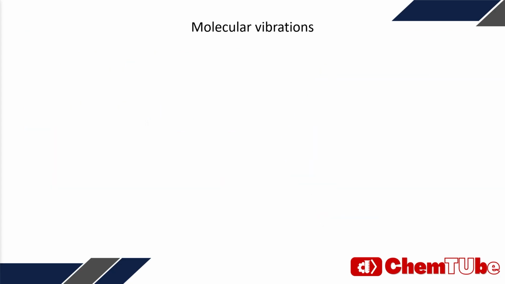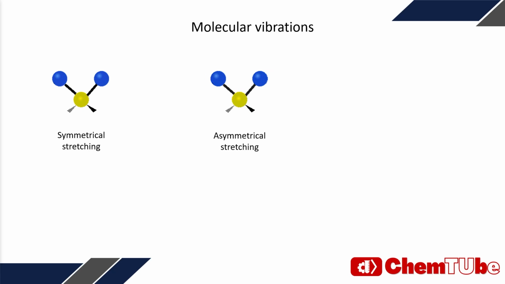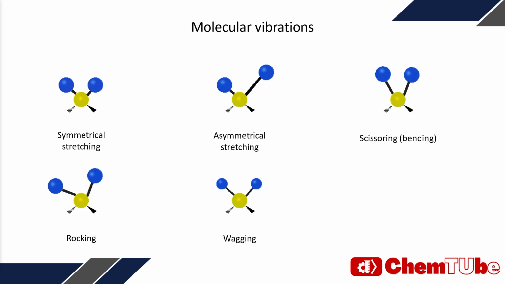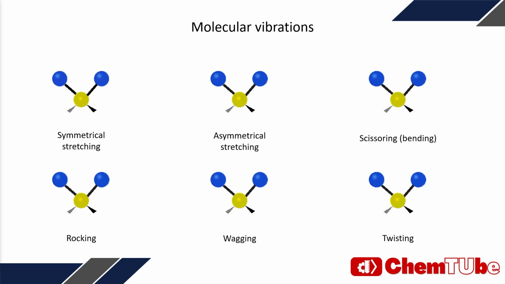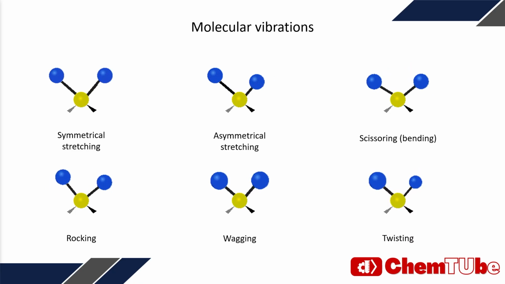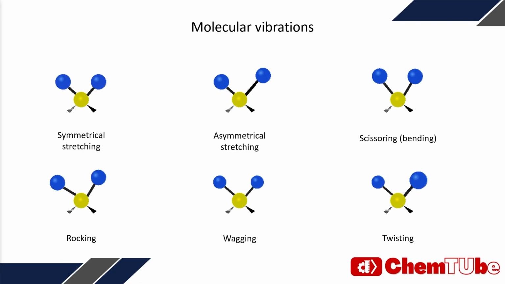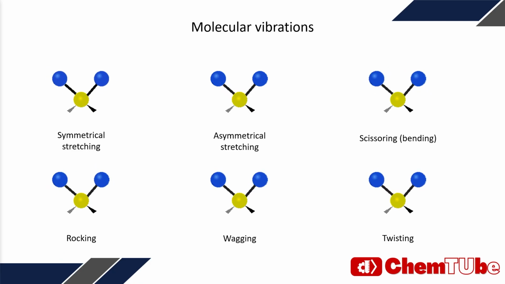As we know, molecules are not stationary. They are always moving around, and for example, the single sigma bonds are also freely rotating. One type of movement the bonds can also have are molecular vibrations. Molecular vibrations can be the following: symmetrical stretching, asymmetrical stretching, scissoring or bending, rocking, wagging, and twisting. But in this video, we're mainly focused on the stretching vibrations.